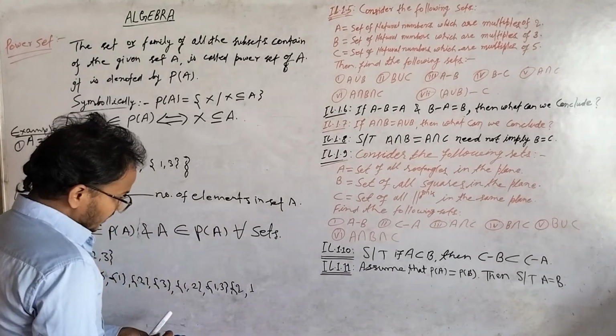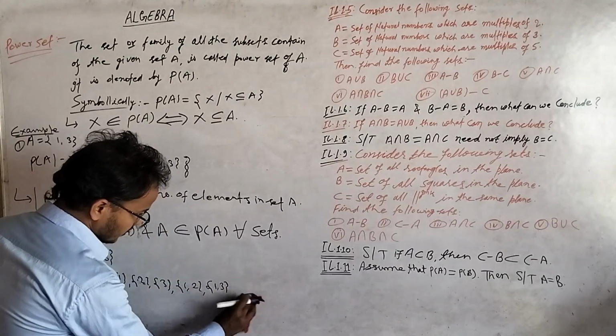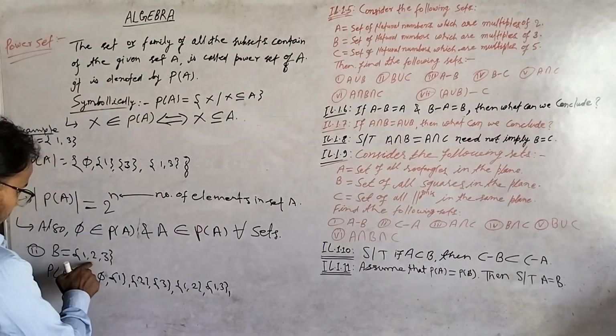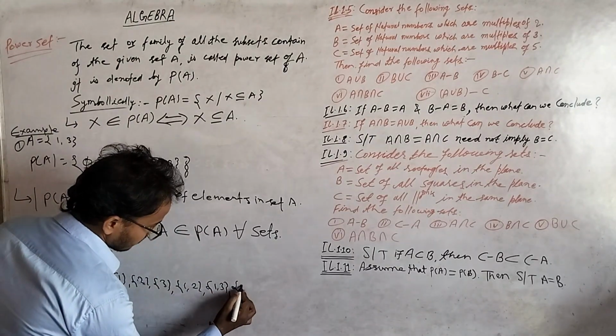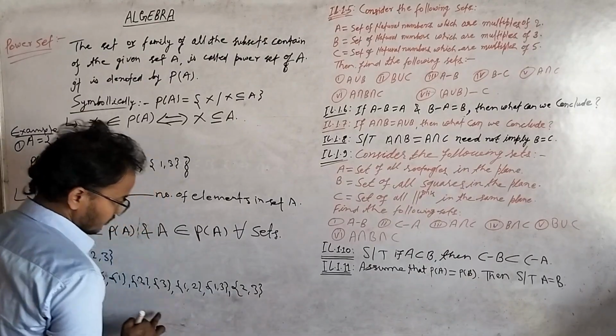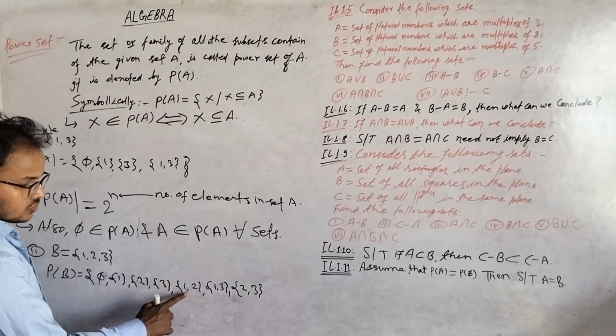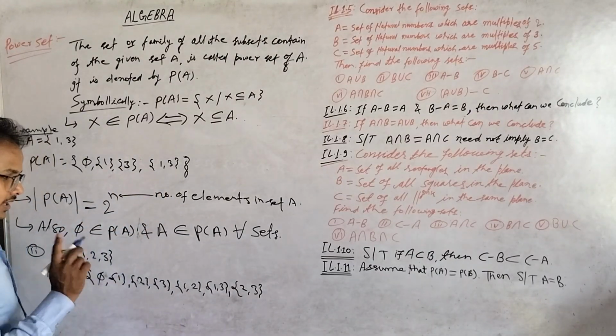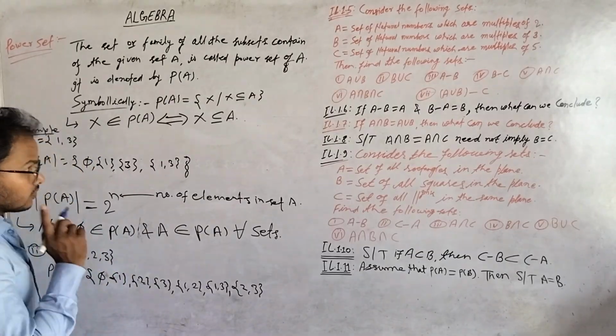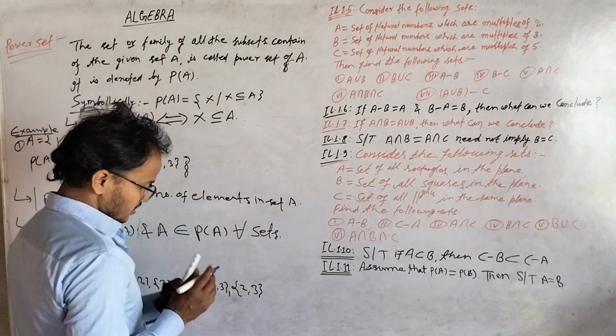Okay, so we write only {2,3}. {2,1} is not right because {1,2} elements are also mentioned. Here we can write one thing.